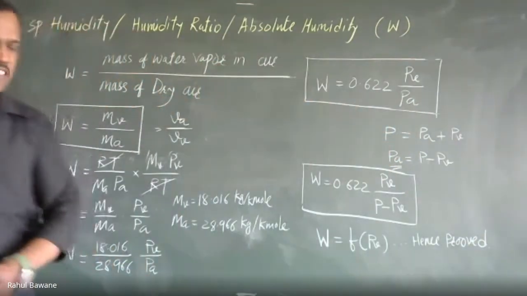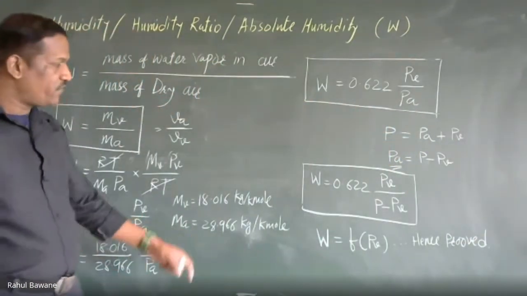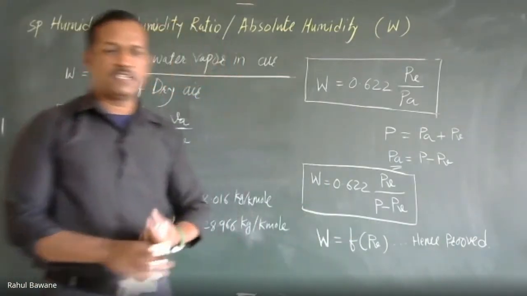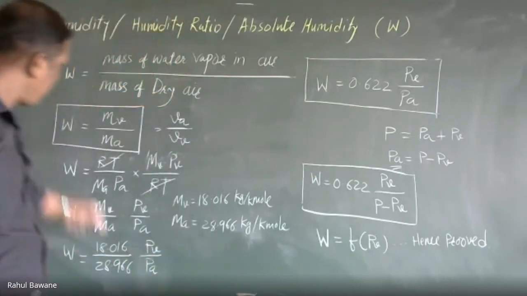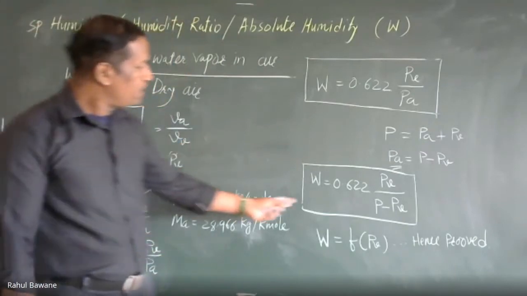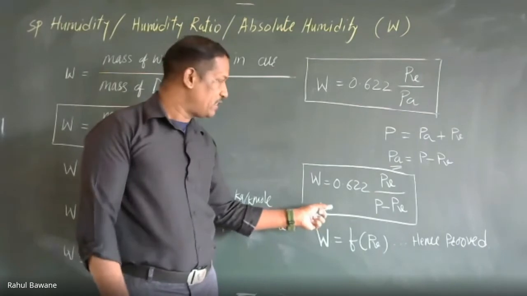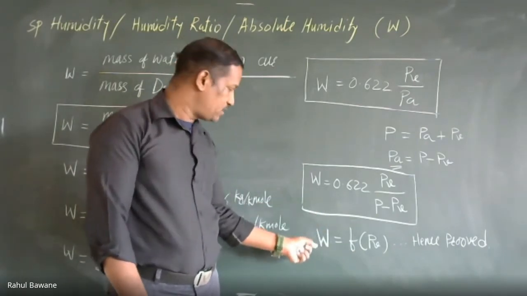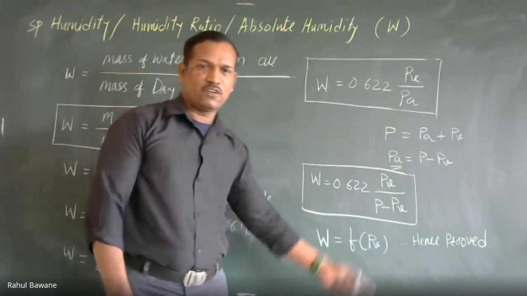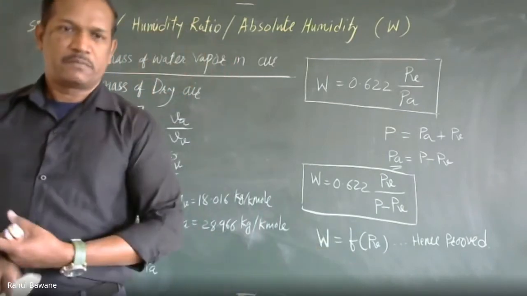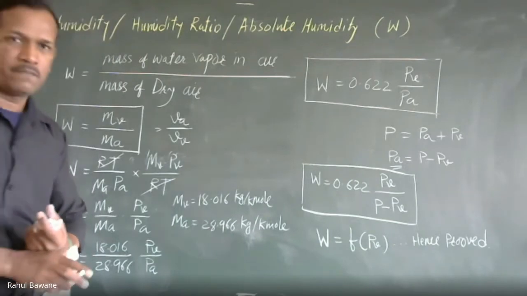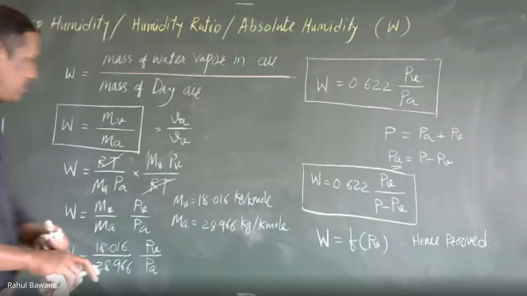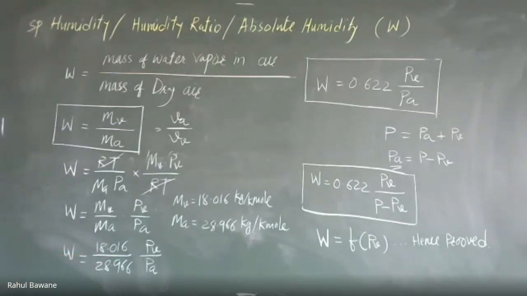Whenever it is asked how you can justify that specific humidity is a function of only the partial pressure of water vapor, we have to do all these exercises and reach this equation, and from this equation we can justify. Now we can say the specific humidity is a function of the partial pressure of water vapor only, not the partial pressure exerted by dry air. So hopefully this point is clear.